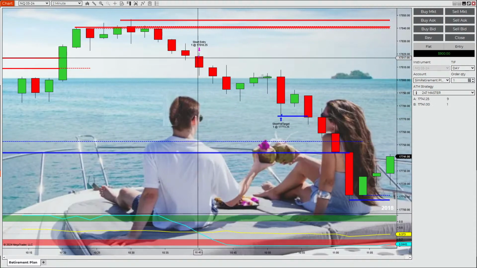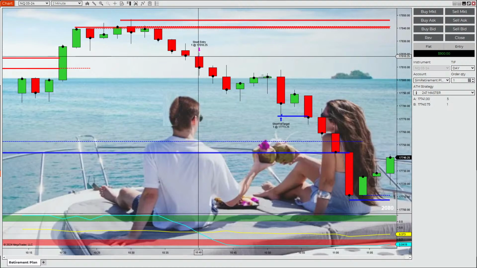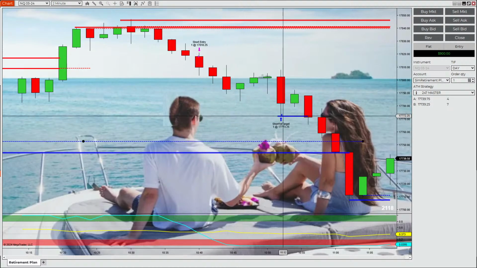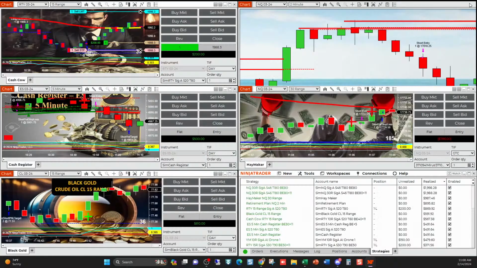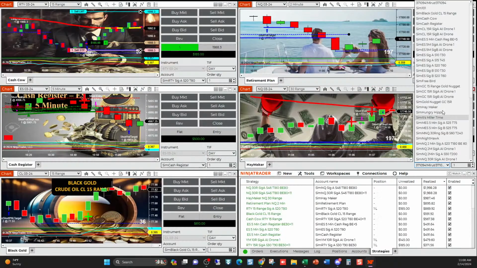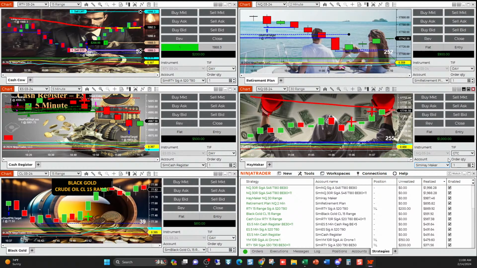I jumped in on this short right here. Wrote it down for a $900 trade right here. Bam. Awesome. So we got the retirement plan with a $900 bill and the haymaker with a $1,000 bill today. Woo! Sweet. Awesome. Put 1,000 in the bank with the haymaker, or 900 with the retirement plan.